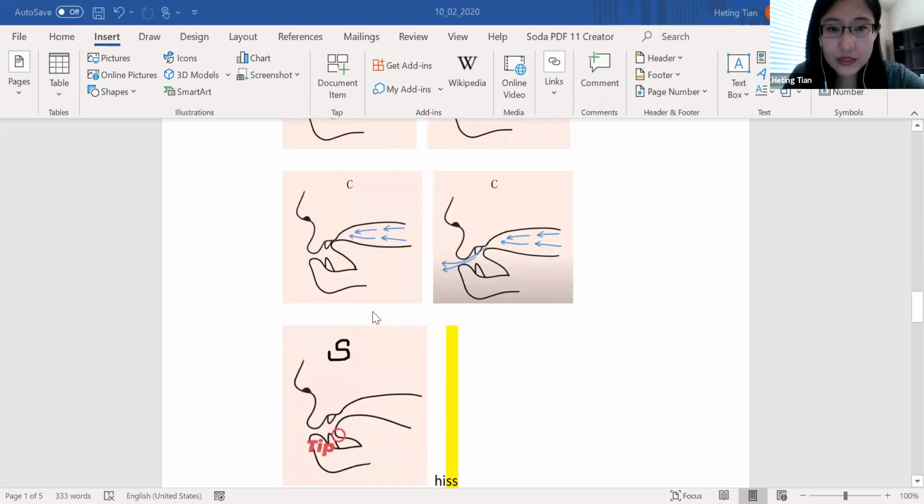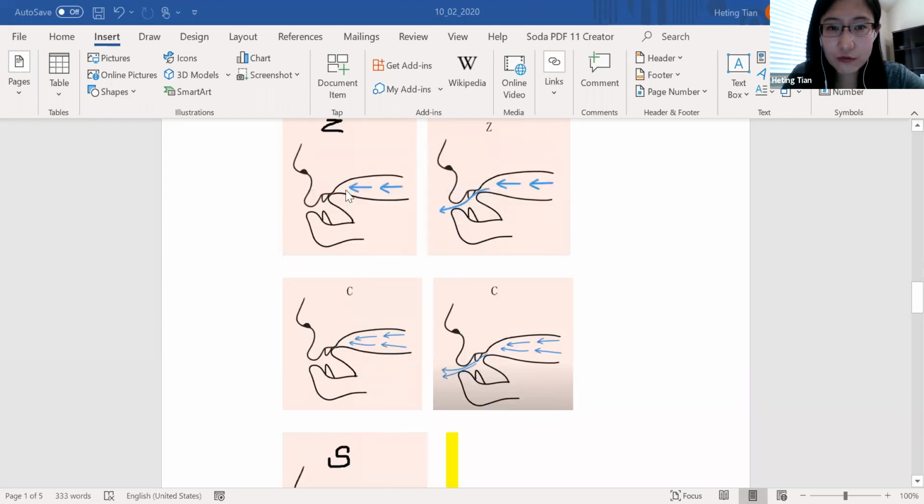Next one is 呲. The same position as 滋, but you see here more air. You blow more air, so you can feel the air. Block the air first and blow second. 呲.